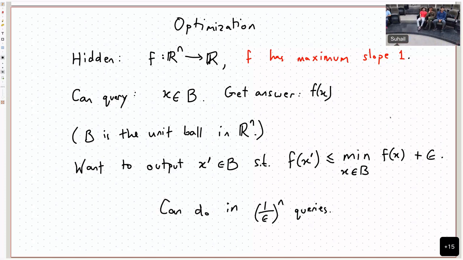So it turns out that the number of regions that we need to cover up the space is 1 by epsilon to the power n. Now this is bad. If we have a billion parameters, this is an exponential number. So that's again too many queries.